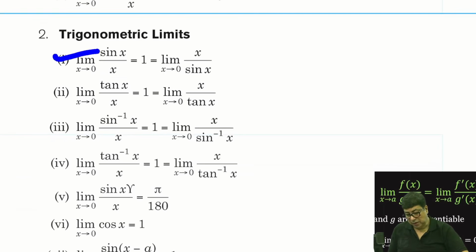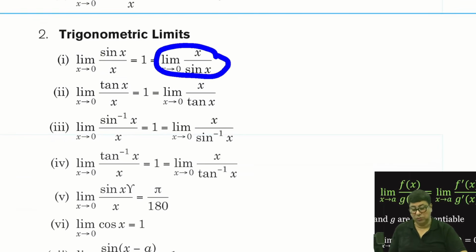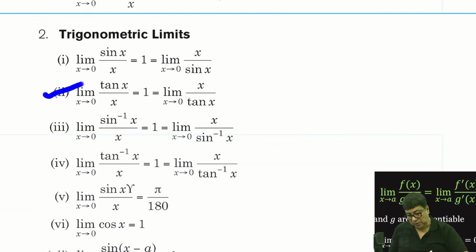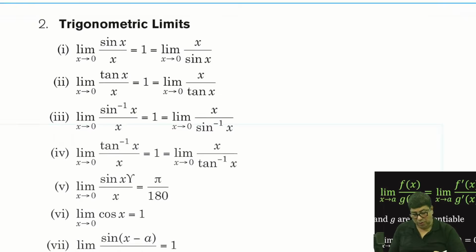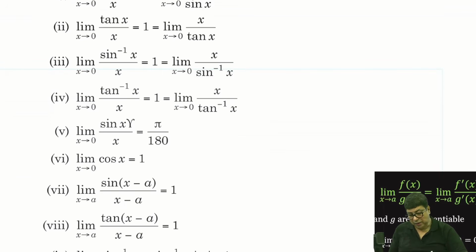That is, limit x tend to 0 sin x by x equal to 1. Similarly, limit x tend to 0 x by sin x is also 1, and tan x by x equal to 1, sin inverse x by x equal to 1, tan inverse x by x equal to 1. Okay everybody, and sin x degree by x, this is x degree, this is coming pi by 180. Remember one thing, pi is not 180 degree, pi is 3.14.